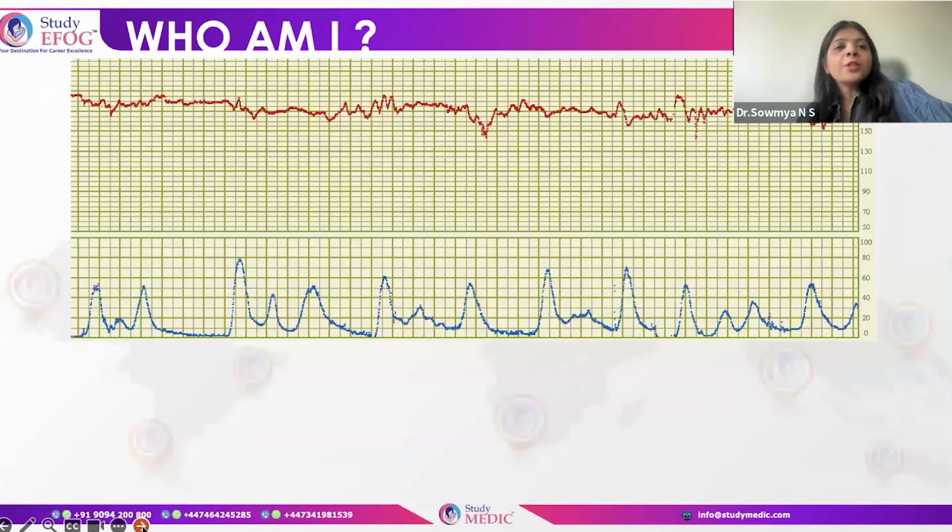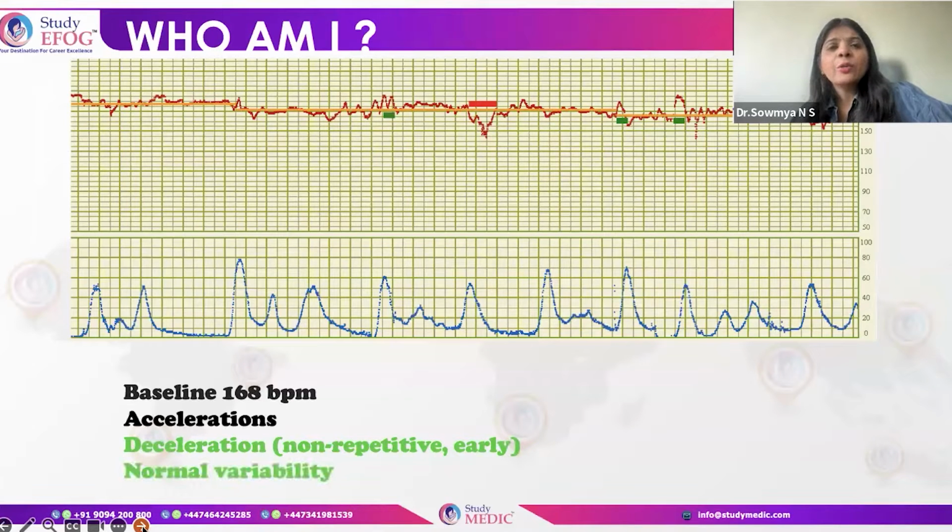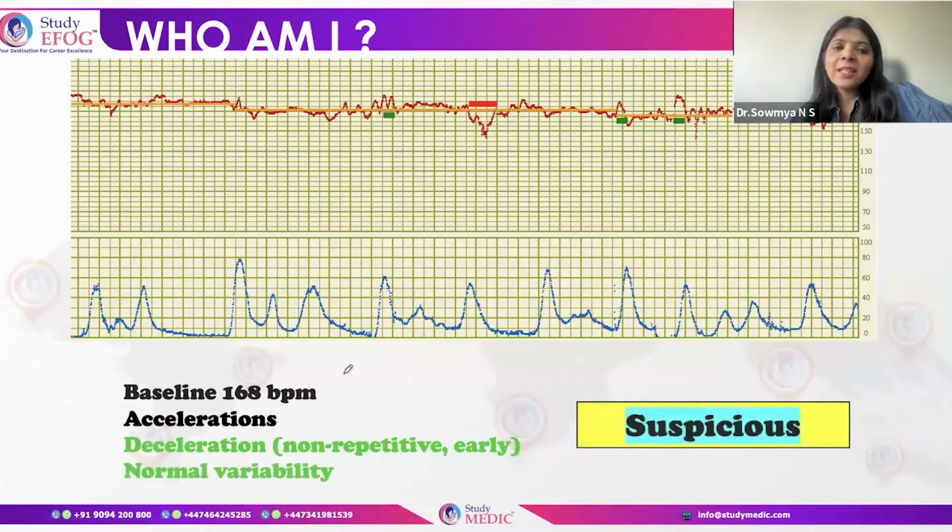Okay. So a few CTGs to have a look into. So what is happening here? What is the heart rate? It's around 168 and accelerations are there. And there are minute decelerations which are early and they are non-repetitive. So the variability is normal. See, because there are these things which can categorize this as suspicious.